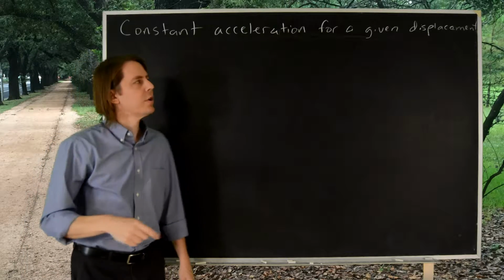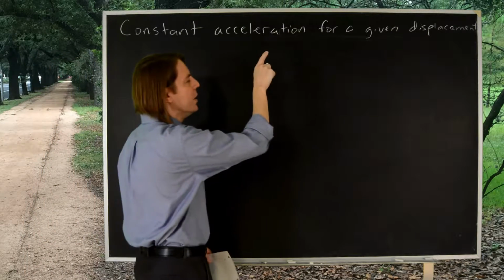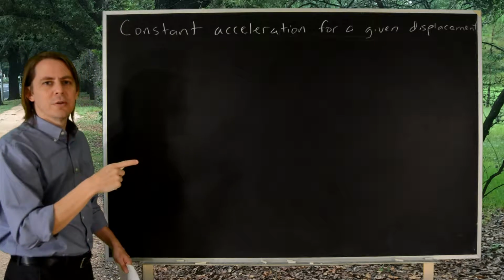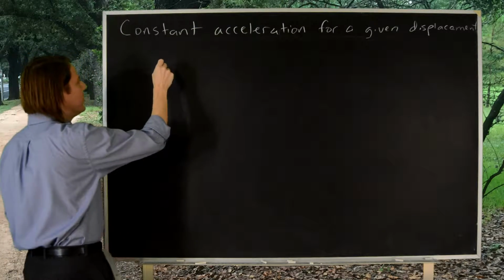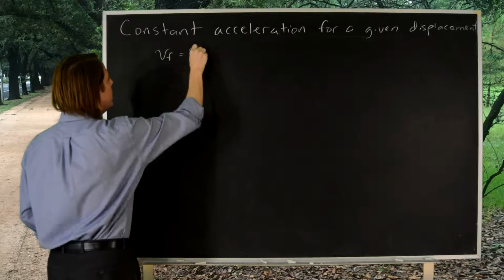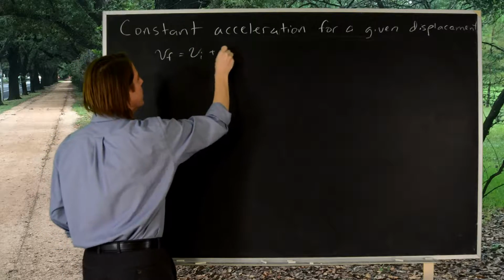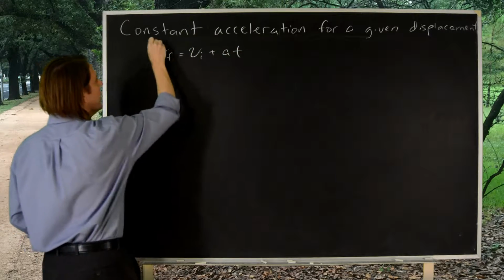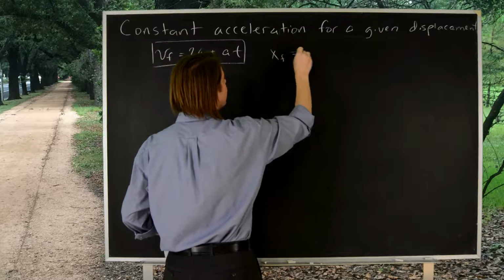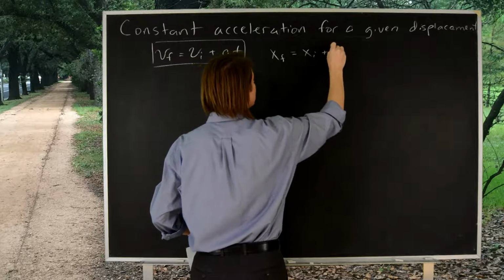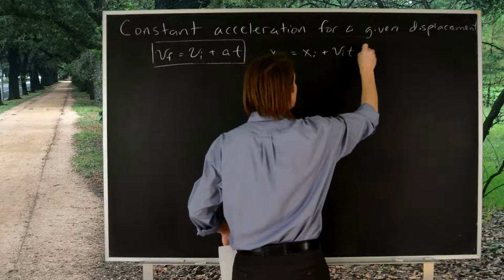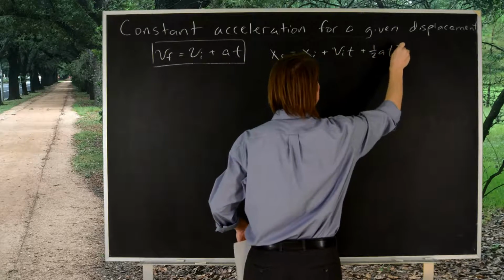Now let's take a closer look at constant acceleration over a given displacement. We know what to do when it's constant acceleration for a given time. We use the standard kinematics expressions that come straight from calculus. V final equals V initial plus acceleration times time. That's one. And then position final equals position initial plus V initial times time plus 1/2 A T squared.